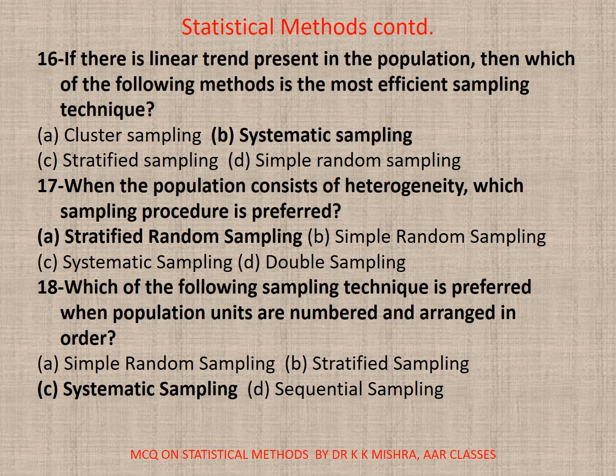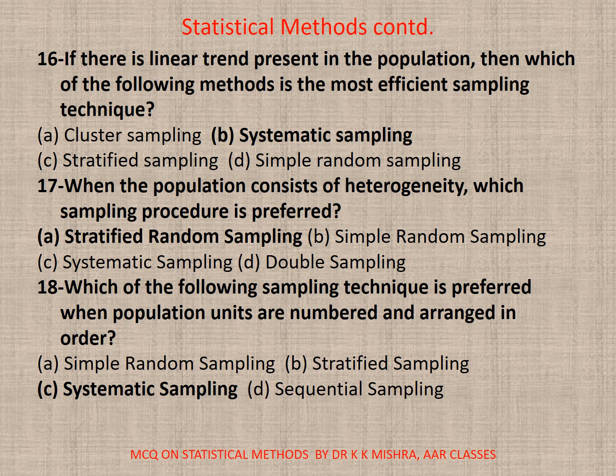16. If there is linear trend present in the population, then which of the following is the most efficient sampling technique? A. Cluster sampling, B. Systematic sampling, C. Stratified sampling, or D. Simple random sampling. Correct option is B. Systematic sampling.